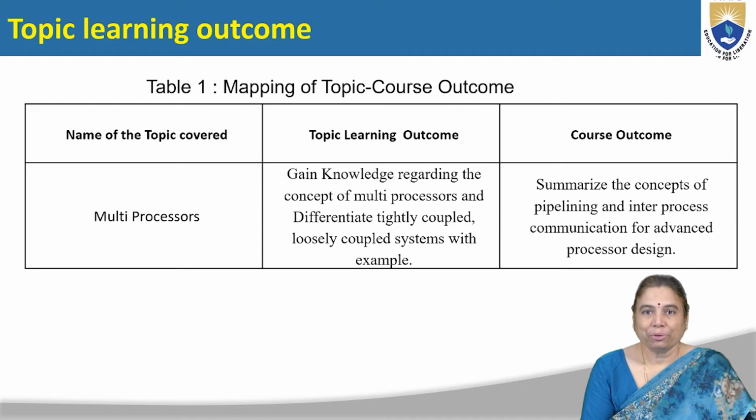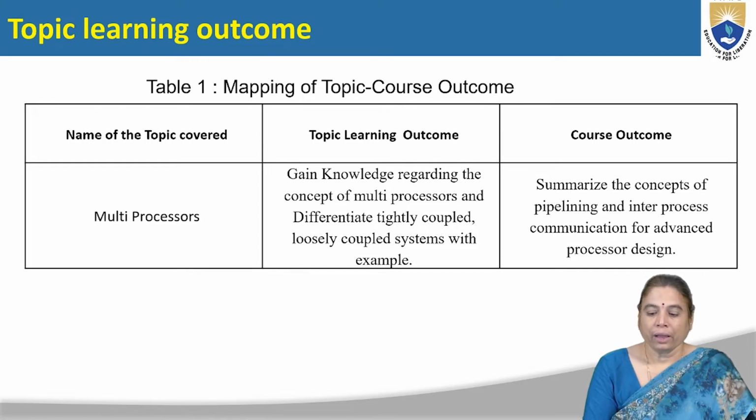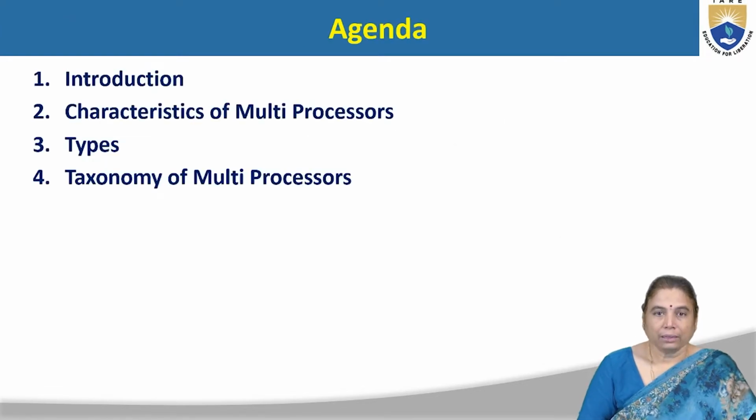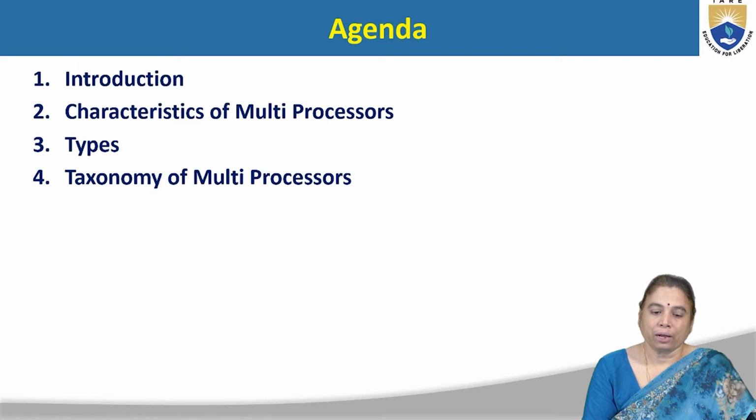At the end of this video, the student will gain knowledge regarding what is a multiprocessor system, how it is different from a single processor system, and what are the tightly coupled and loosely coupled multiprocessors with examples. The topic learning outcome can be mapped with the course outcome of summarizing the concept of pipelining and interprocess communication for advanced processor design. The topics discussed in this video are introduction, characteristics of multiprocessors, the types of multiprocessors, and taxonomy of the multiprocessor systems.